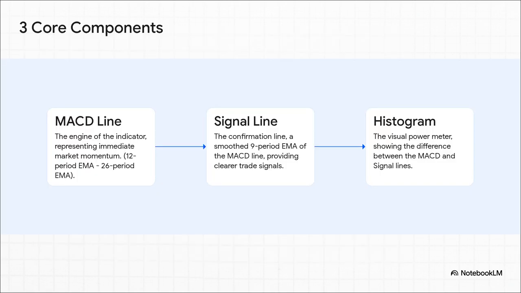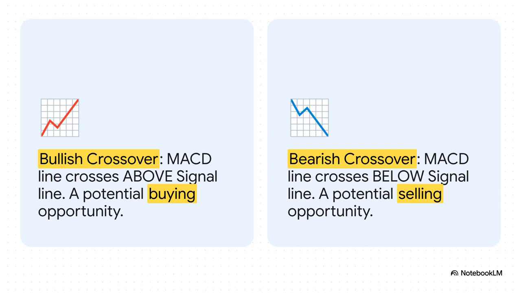The MACD actually has three core parts that work together in perfect harmony. First, there's the MACD line itself. That's the engine, showing you what's happening with momentum right now. Then you have the signal line, which is basically a smoothed-out version of the MACD line that gives us a baseline for confirmation. And finally, my favorite part, the histogram. It's like a visual power meter. The bigger the bars, the stronger the momentum is. Simple as that.